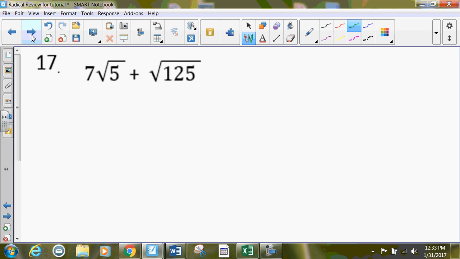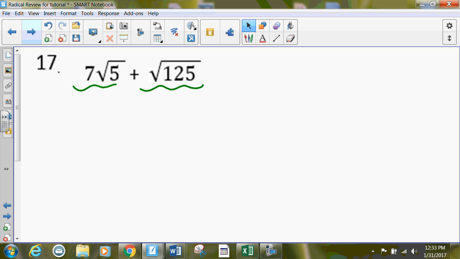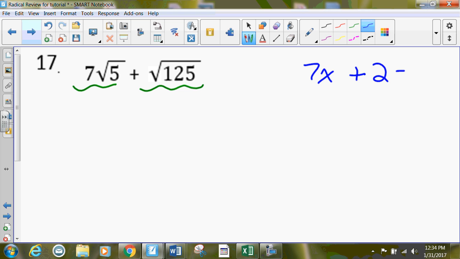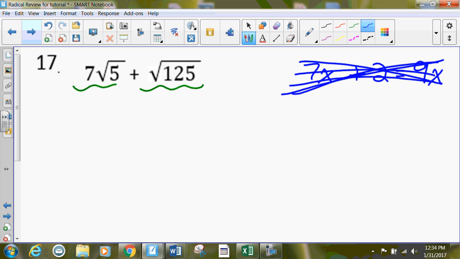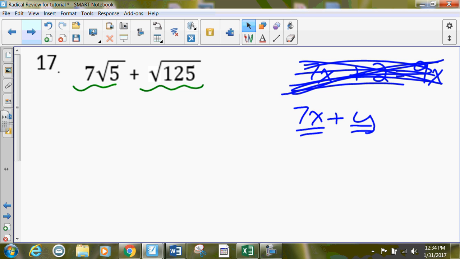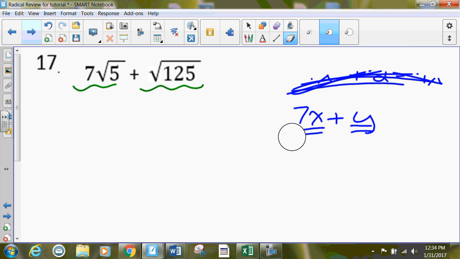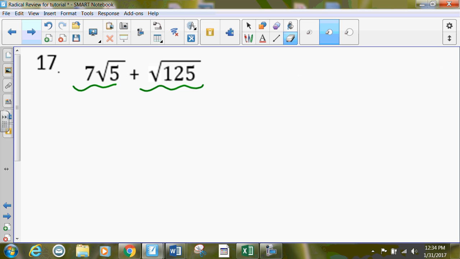Okay, here it says 7 root 5 plus square root of 125. This reminds me of, remember way back when you might have seen something like 7x plus 2, and you would have said 9x. No, right? Because we can't combine things that are not alike. So this appears to be something like this, maybe 7x plus y. It appears like we have 2 things that cannot be combined. So before we just go, that's it, we can't simplify it, let's look to see what we can do.